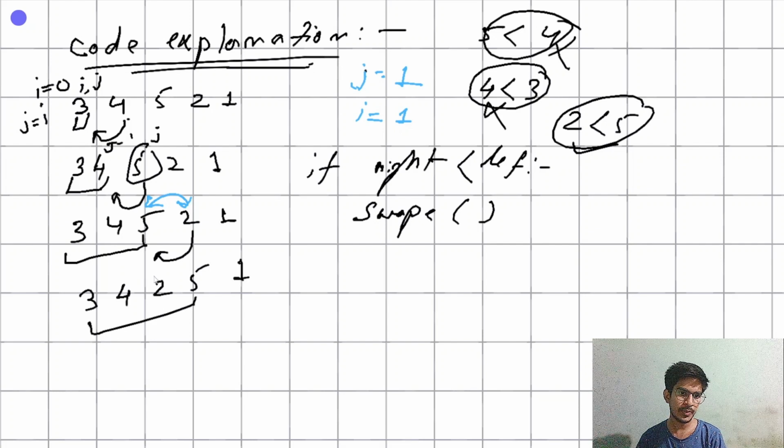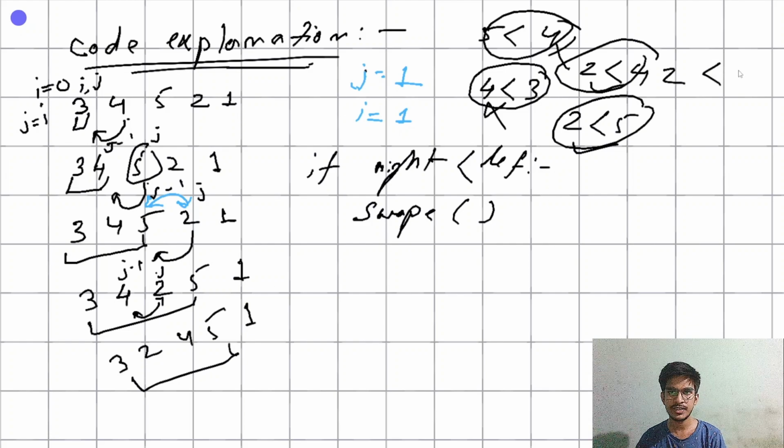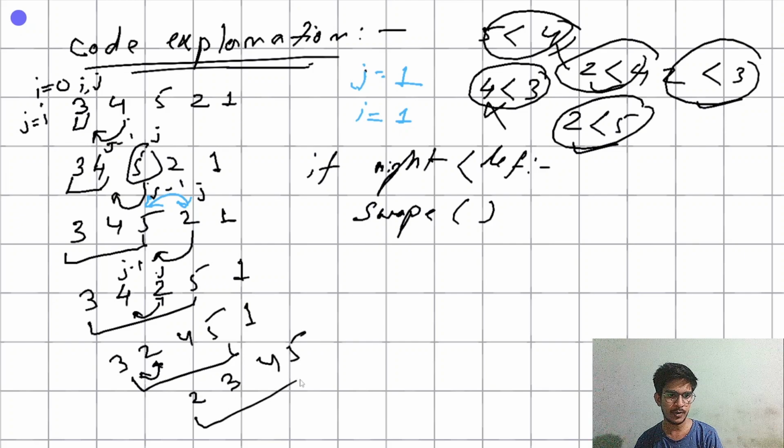So what will it do? It will check again. Here it is j and j minus 1. If 2 is less than 4, yes, it is true, so it will swap again. It will become 3, 2, 4, 5, and 1. Till now it's not sorted, so it will check between these two. If 2 is less than 3, yes, this condition is true. So it will be swapped and it will become 2, 3, 4, 5. Now it is sorted, right?